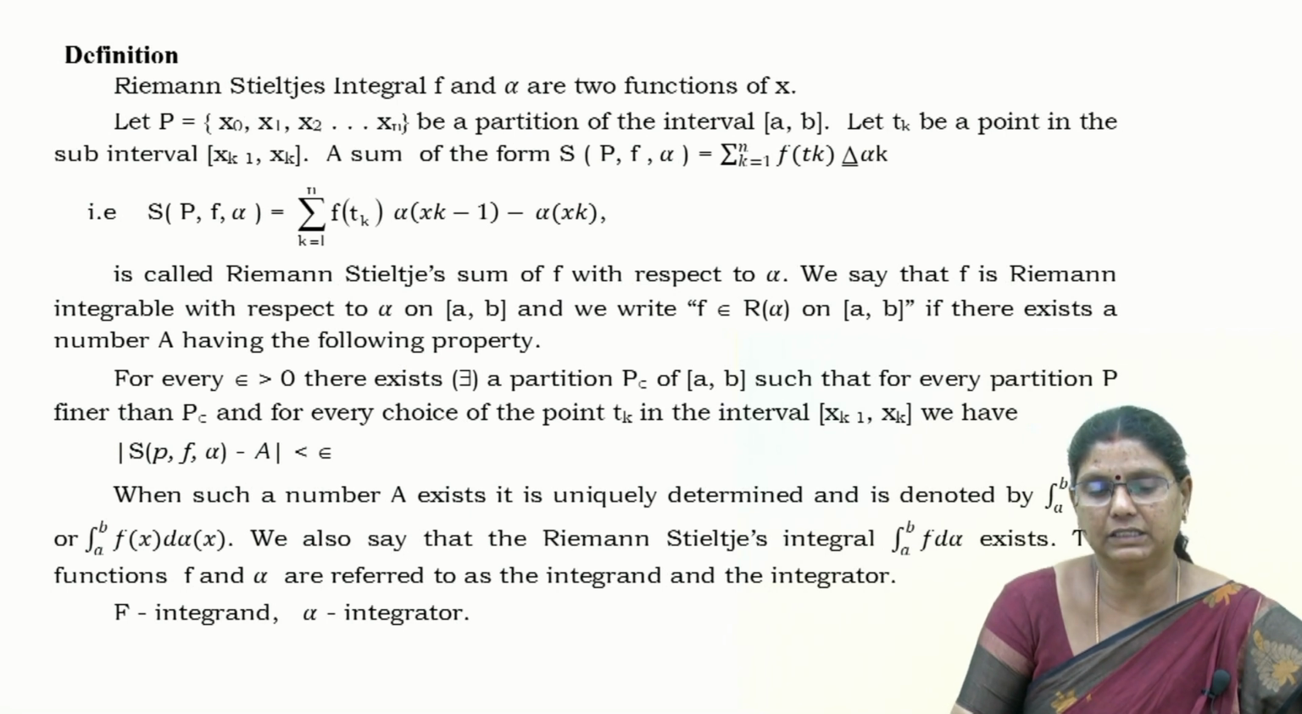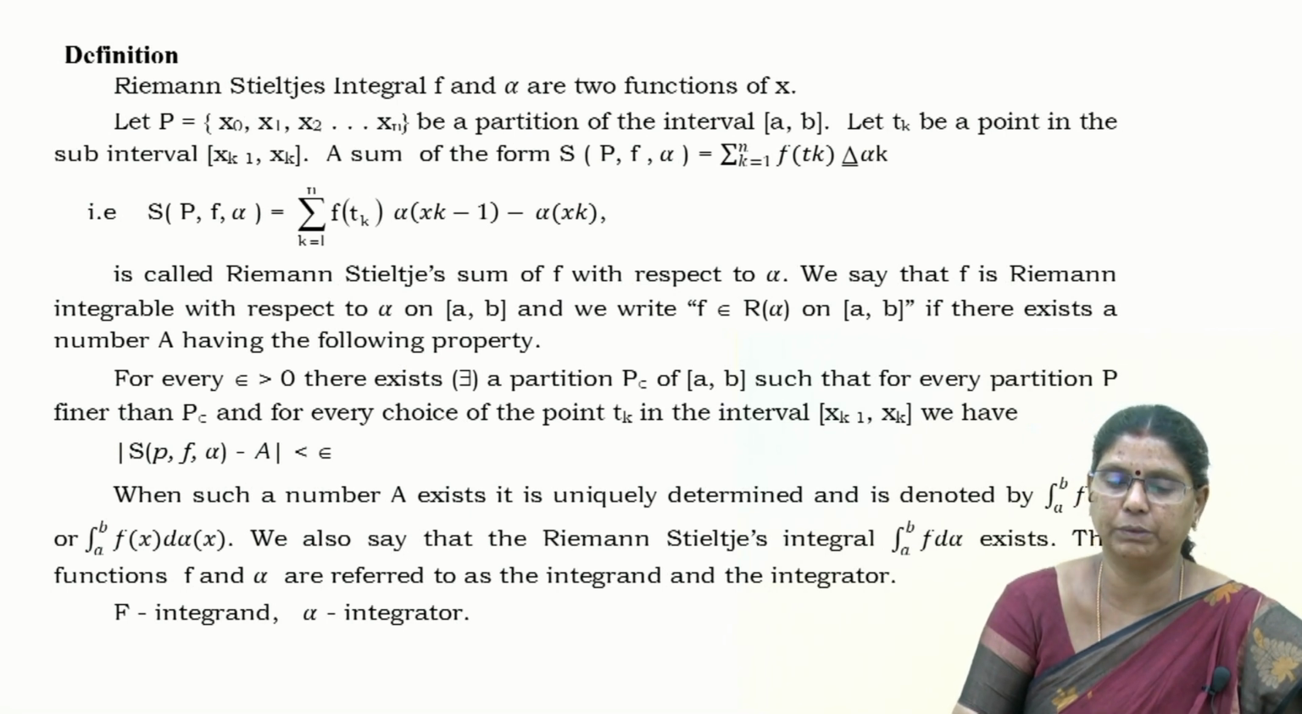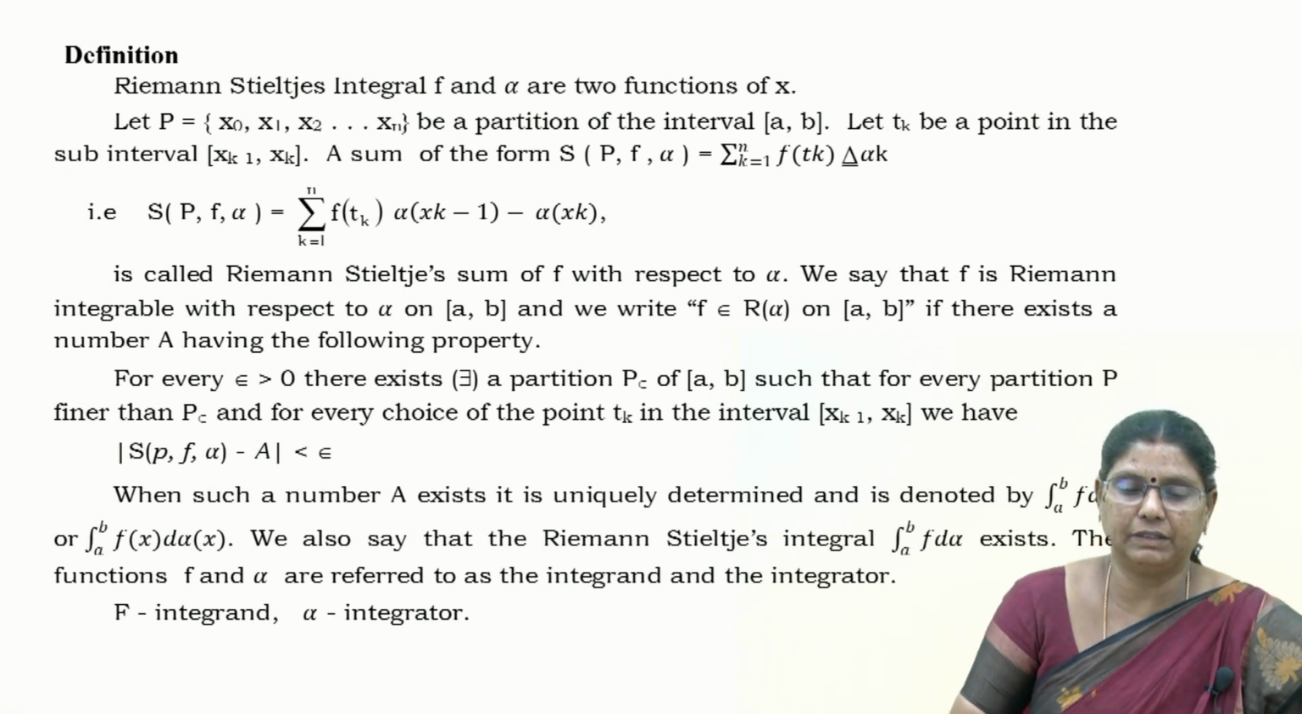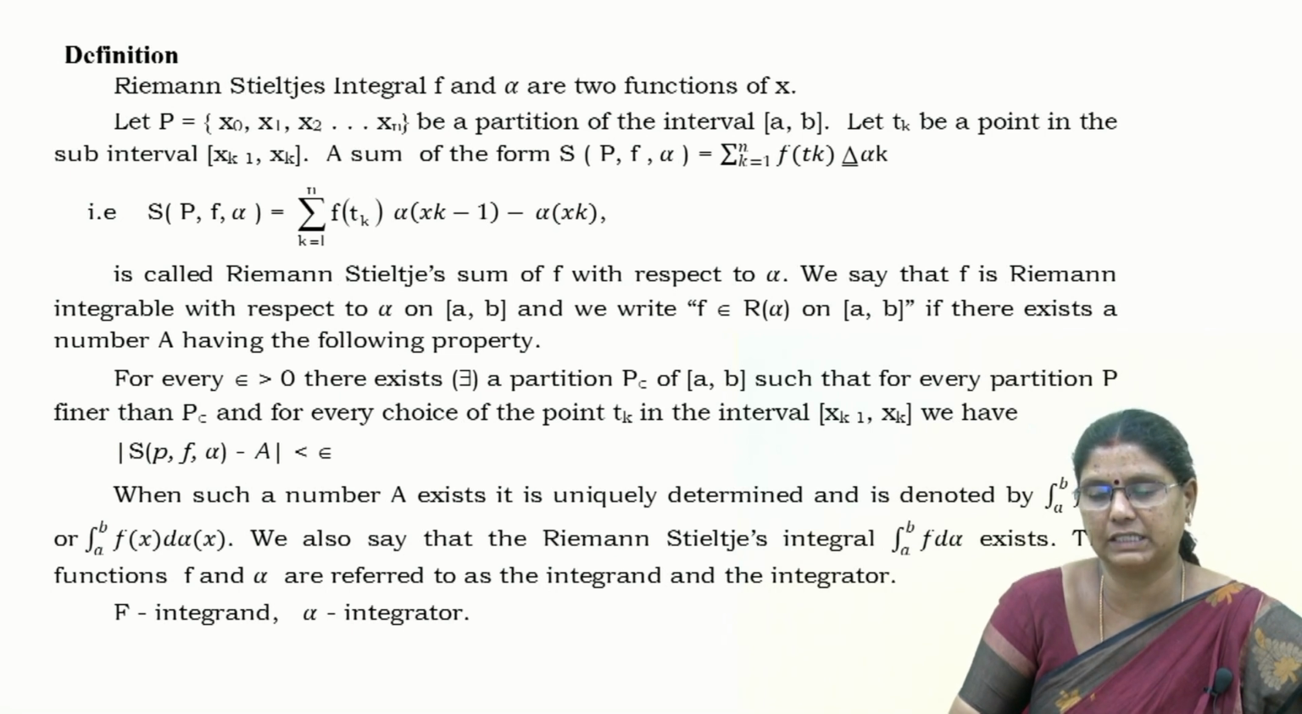If there exists a number A having the following property, we can write: for every epsilon greater than 0, there exists a partition P epsilon of [a, b], such that for every partition P finer than P epsilon, and for every choice of the point tk in the closed interval [xk minus 1, xk], we have the modulus of S_P(f, alpha) minus A is less than epsilon.